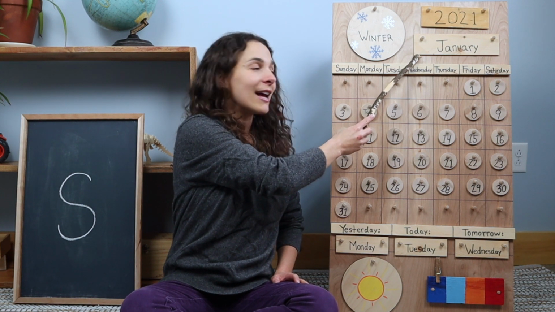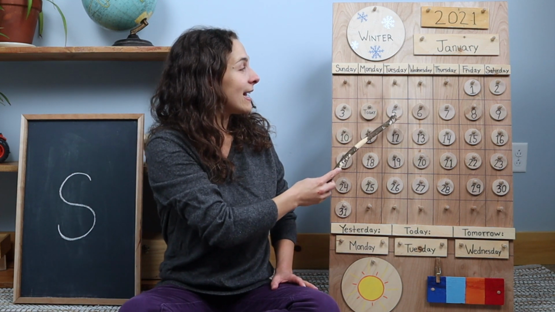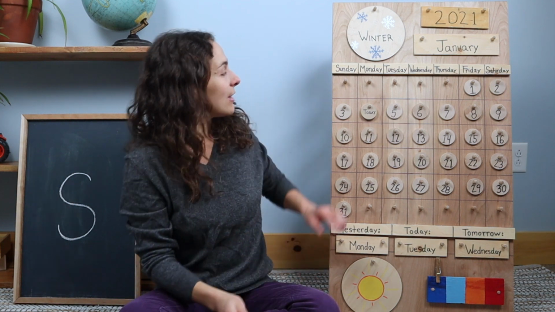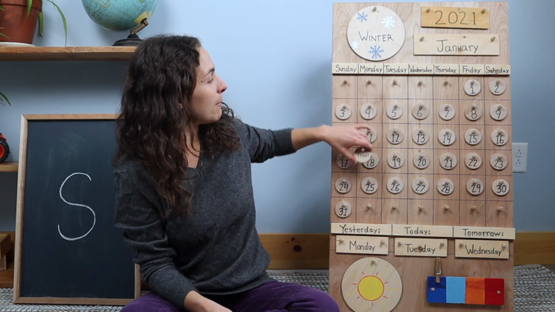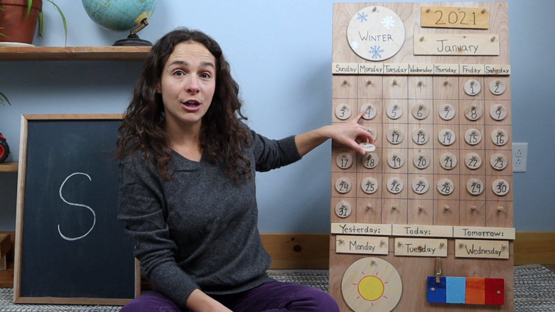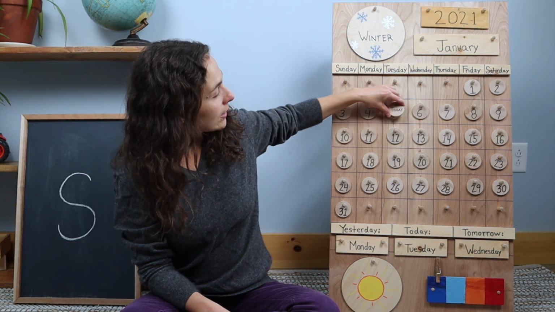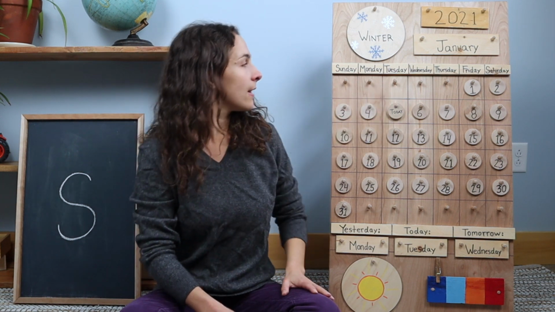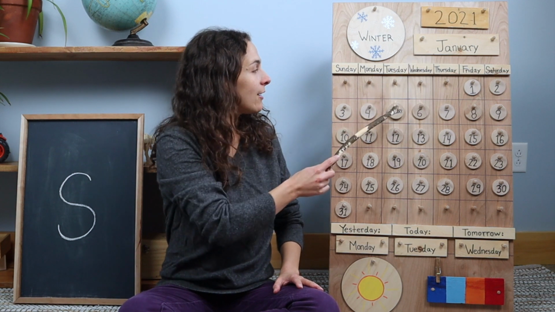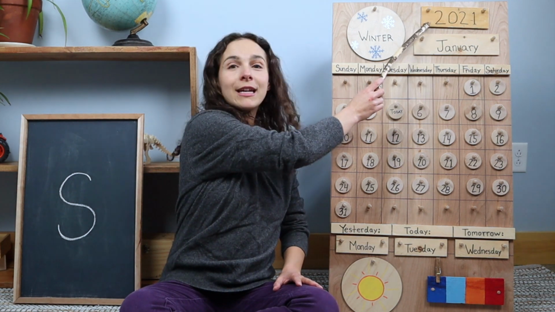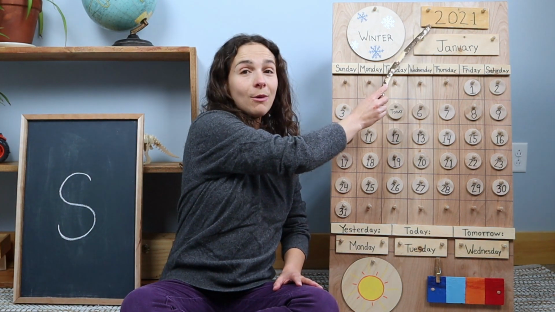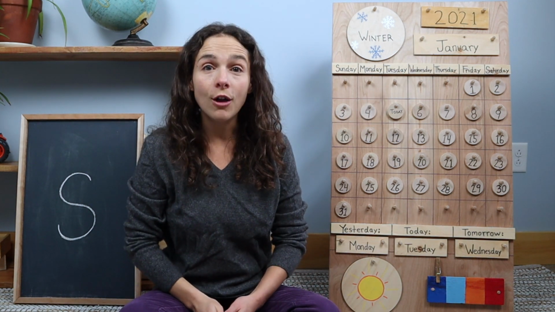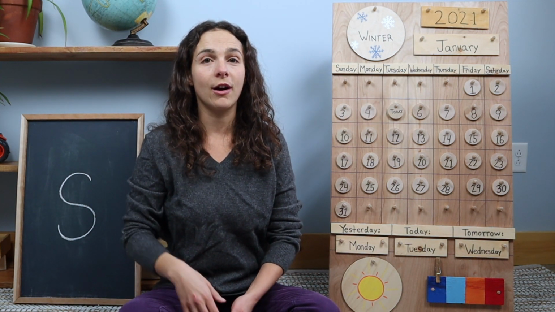January. Very good, friends. And today is the 5th. So that means that we can move our chip from yesterday, which was January 4th, over to the number 5. January 5th, and the new year is 2021. Let's count all of the days that we've had in January so far.